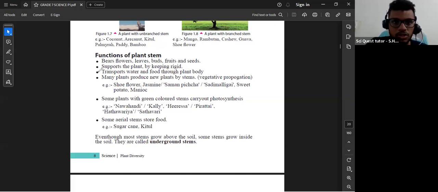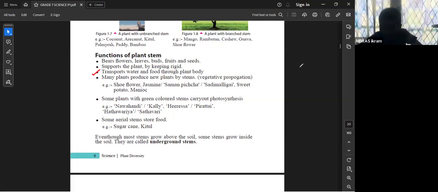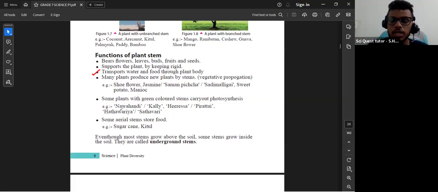I'll explain all the functions. Now let's give the chance for Nibras to read the function, the third one. Transports water and food through the plant body. Good. Transports water and food throughout the plant body. Right. Next it's Savanya.